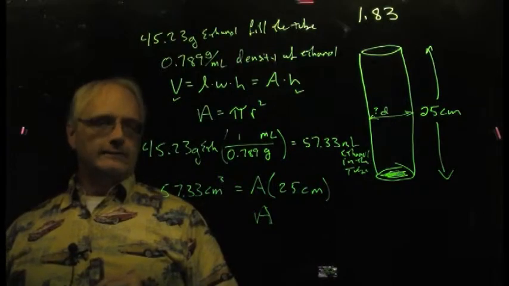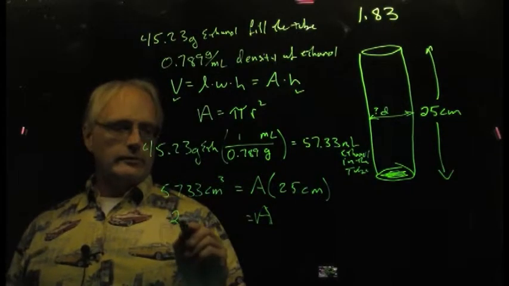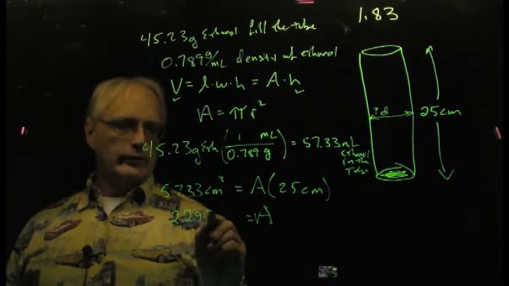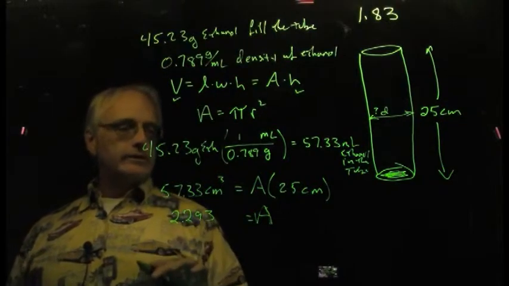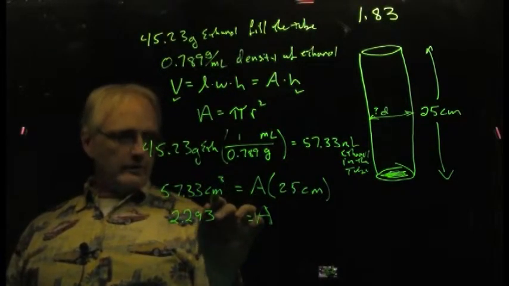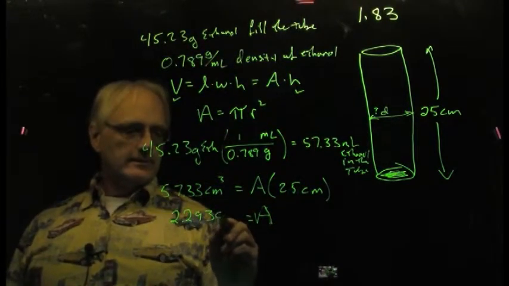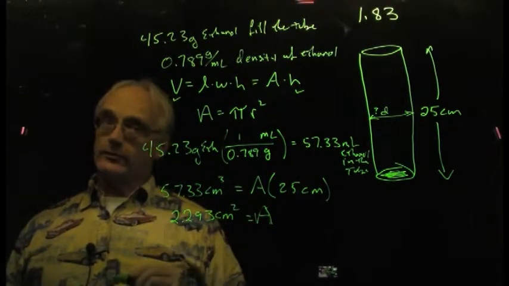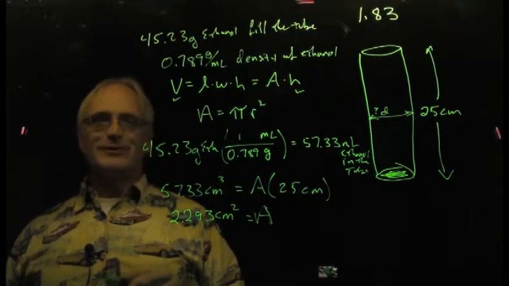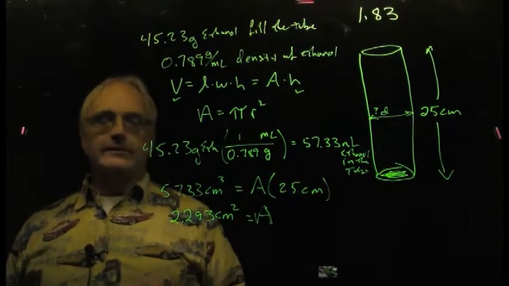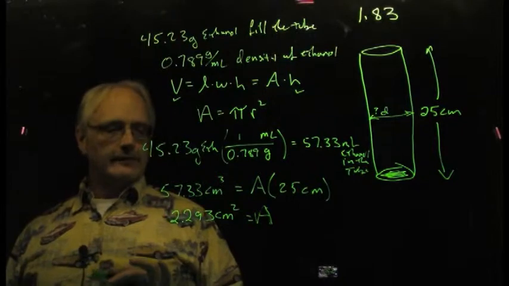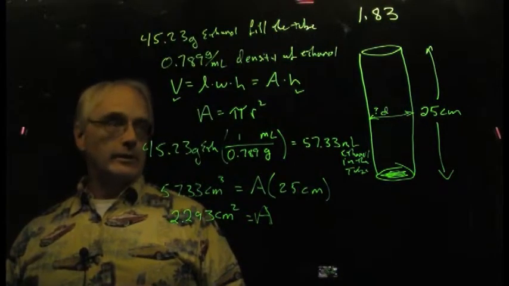The area of this tube is 2.293. Now notice my units. I've got cubic centimeters here, and I'm going to divide into it centimeters. Amazingly enough, square centimeters come out. Isn't that just marvelous how that happened? And so yes indeed, the units are just right for an area, 2.293 square centimeters.